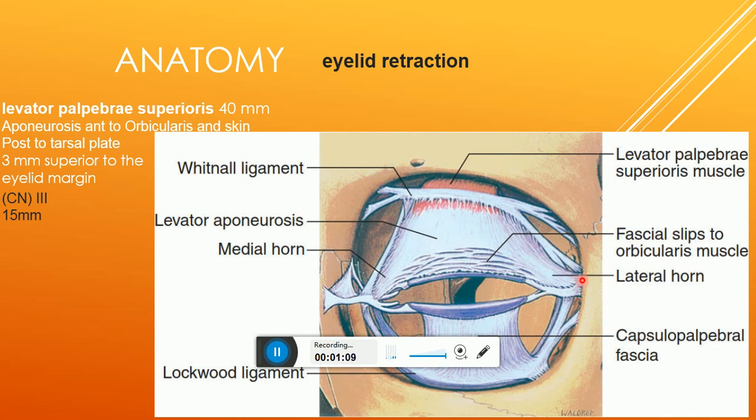This levator palpebrae superioris muscle is supplied by cranial nerve 3 and it is about 15 mm in length. On both sides there are the lateral horn and medial horn, which are expansions that act as check ligaments. Surgically, the aponeurosis can be approached through the skin or conjunctiva.